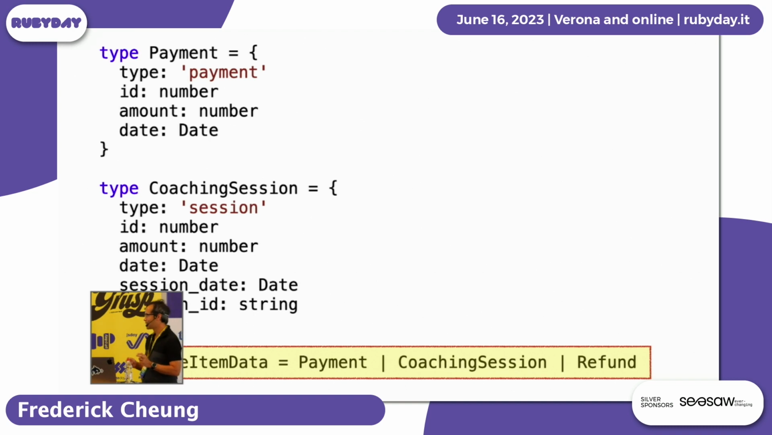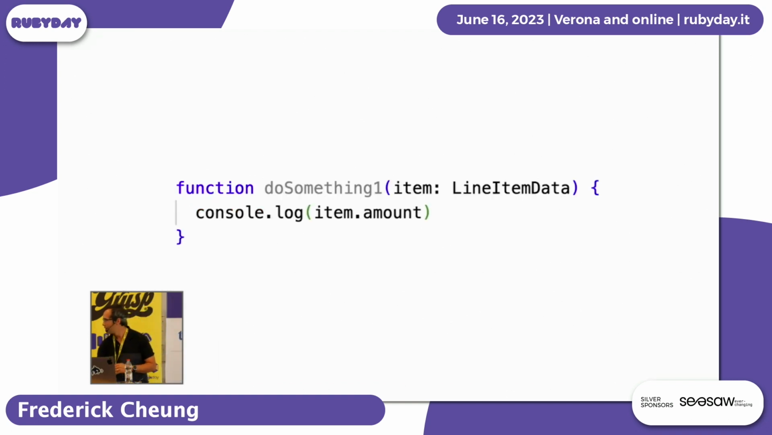The fancy word for this is a discriminated union, because it's a union of things, but there is a property of each thing in the union that tells you what it is. By convention, this is normally type, but it can be any property you want. TypeScript doesn't actually care. So this code, which operates on a line item, we don't know what kind of line item it is, but it doesn't matter because everything has an amount. So I can print out the amount just fine.